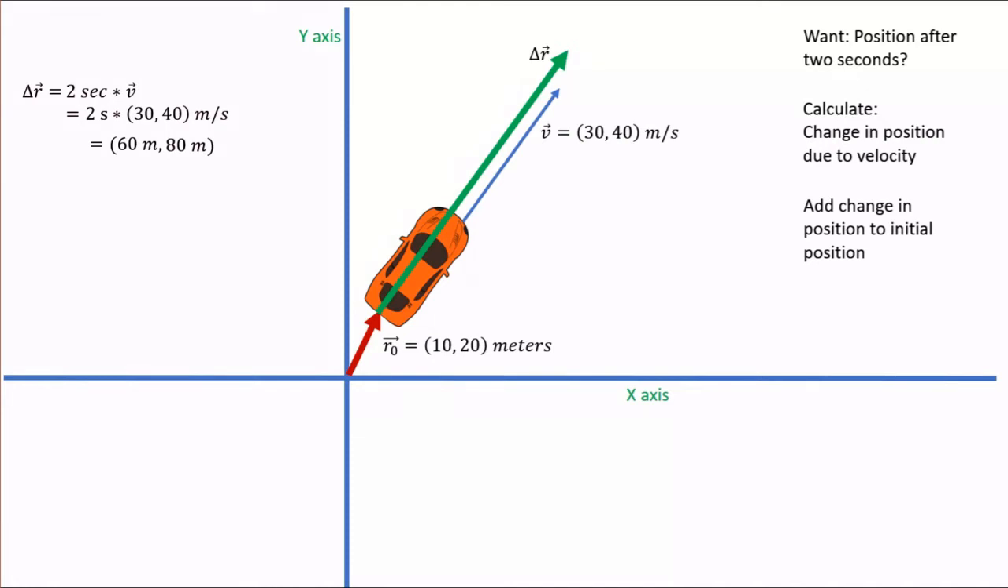Now, let's add our change in position to our original position. First, the x components. 10 plus 60 is 70, so that is our new x. And 20 plus 80 is 100, so that is our new y. So we have calculated that, after 2 seconds, our position vector will be 70, 100 meters. And that is all there is to it.